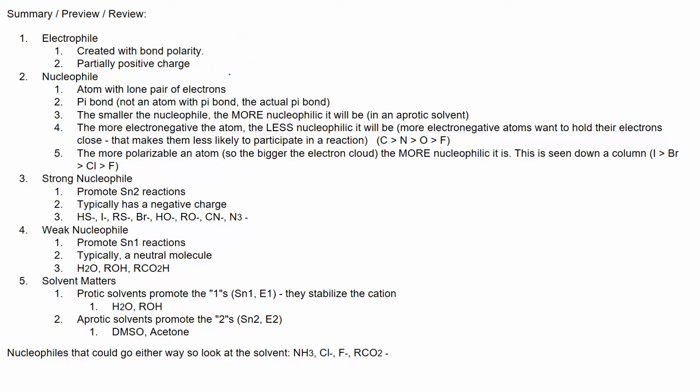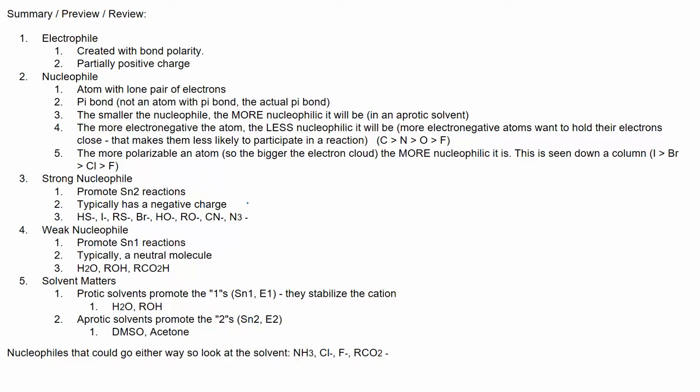The smaller the nucleophile, the more nucleophilic it will be in an aprotic solvent. The more electronegative the atom, the less nucleophilic it will be. The more polarizable an atom, so the bigger the electron cloud, the more nucleophilic it is, and this is seen down a column. Now, a strong nucleophile, and this is the preview part, a strong nucleophile will promote SN2 reactions. In this module, that will typically have a negative charge. So here's some examples of strong nucleophiles.